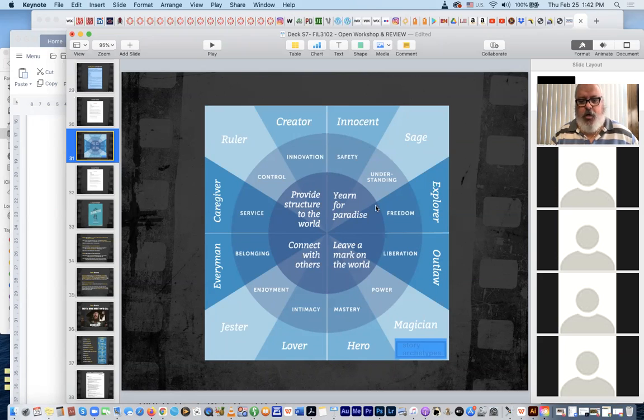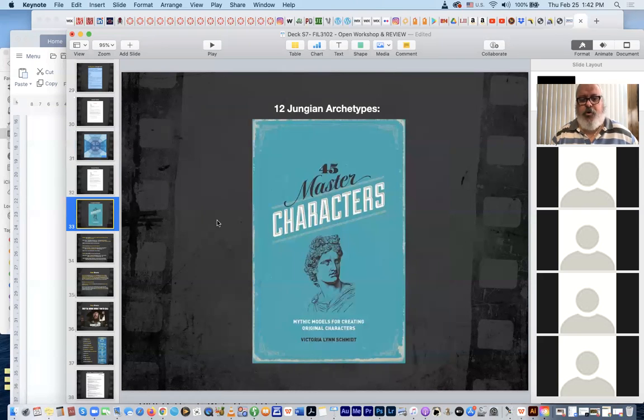So I think the archetypes are a good thing for you to look at, examine, and think about when you're creating brand new stories, or when you're trying to take something that maybe has been said before, but say it in a new and different way. Think about the archetypes and then twist them up, turn them on their head. The book 45 Master Characters is precisely that kind of volume that's going to help you with that.